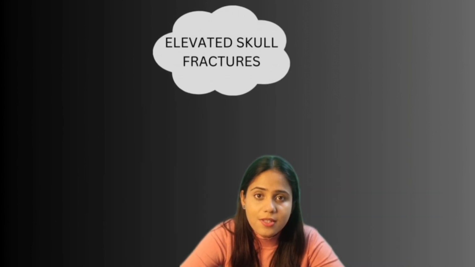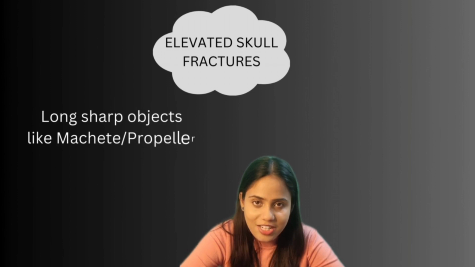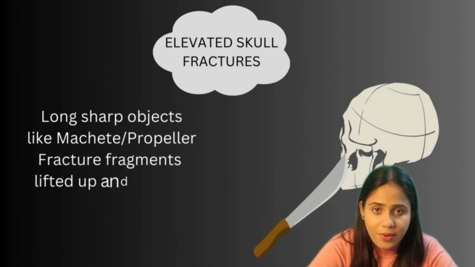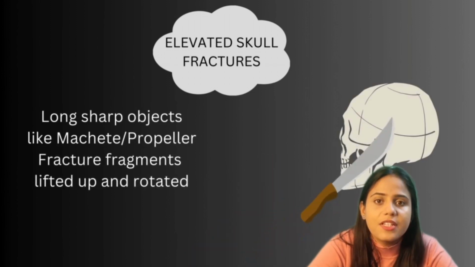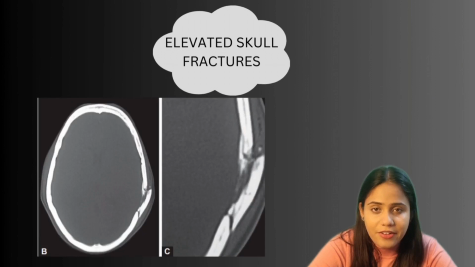Elevated skull fractures are caused by sharp, long objects like a machete, which is shown here, or a propeller. The fracture fragments are lifted up and rotated. These are rare fractures. Here we see bone window CT head images where there is a fracture involving the left parietal bone and the fracture fragment has been lifted up.